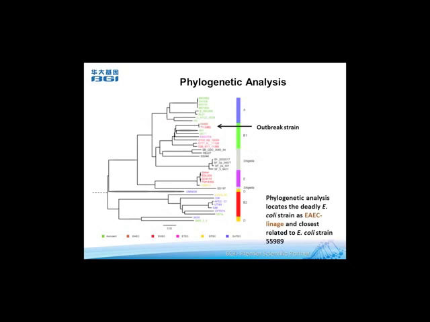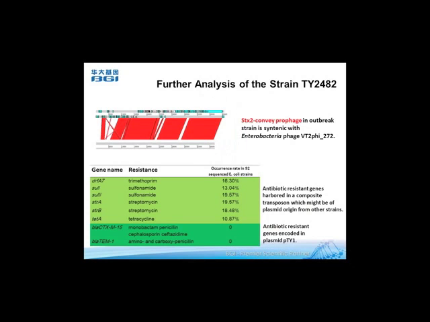We also conducted phylogenetic analysis using the complete sequence that's available. And from here, it also shows that the outbreak strain has a very close relationship to this 55989 from Africa, with an average nucleotide identity of 99.8%. And it clearly shows that it's the type of EAEC. So we did further analysis of this strain, and our sequence comparison shows that this prophage is very similar to this phage gene. And so it probably originated from there.